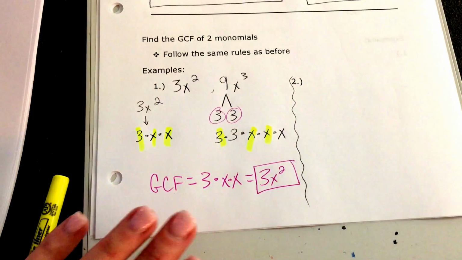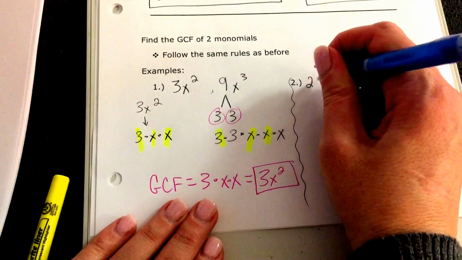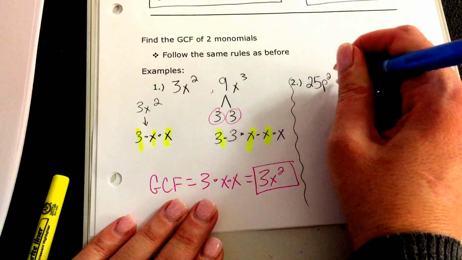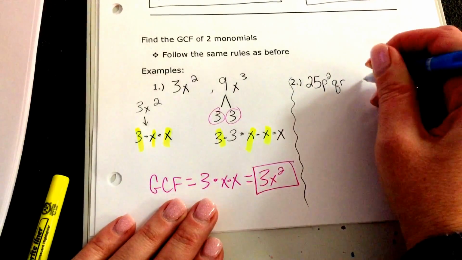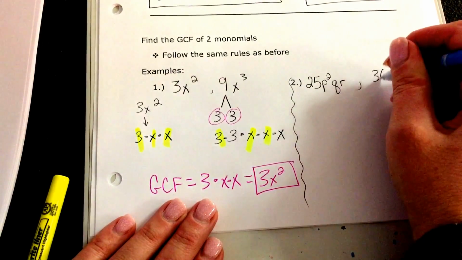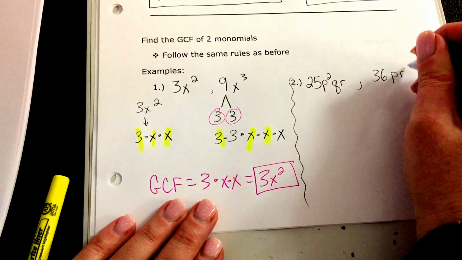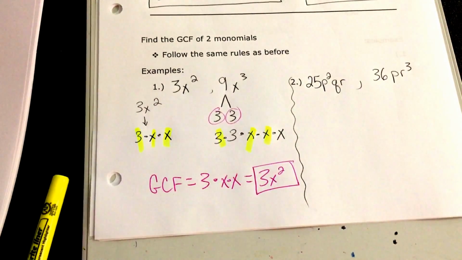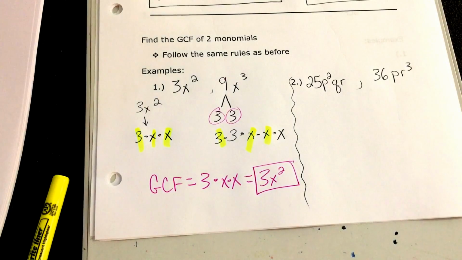Okay, so let's do another one. 25p squared qr and 36pr cubed. I'm going to give you just a minute to start that.